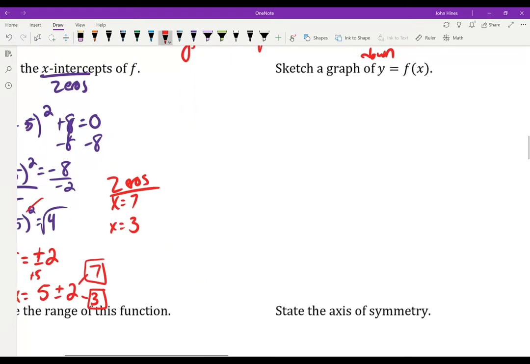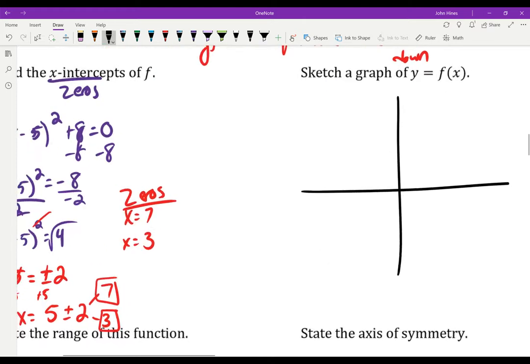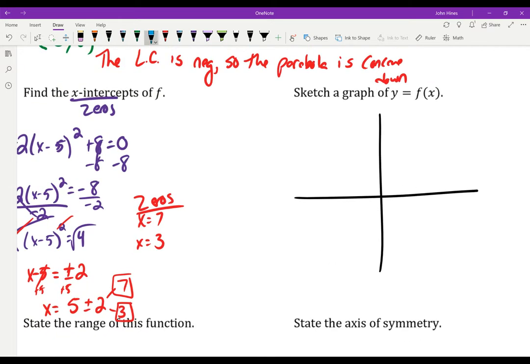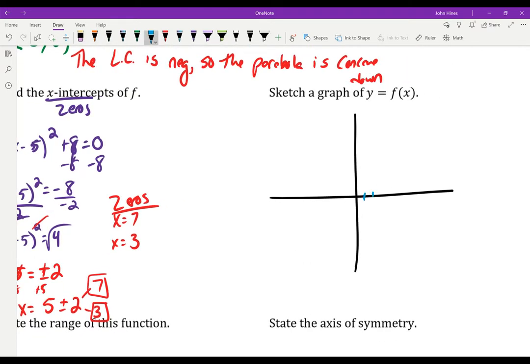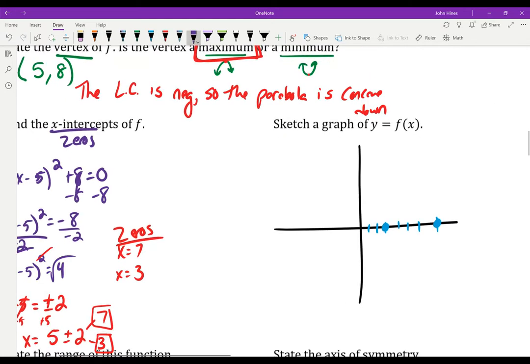So let's sketch a graph now. Now that we've got all this information, we can easily draw a graph. I know my zeros. Where do I find my zeros? On the x-axis. 1, 2, 3, 4, 5, 6, 7. I find my zeros on the x-axis, and our vertex is at the point 5, 8.